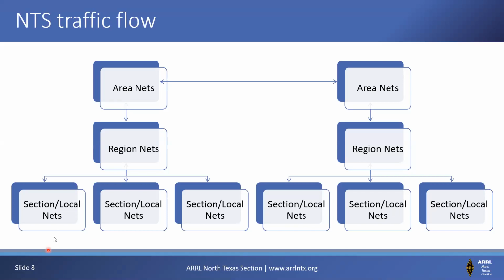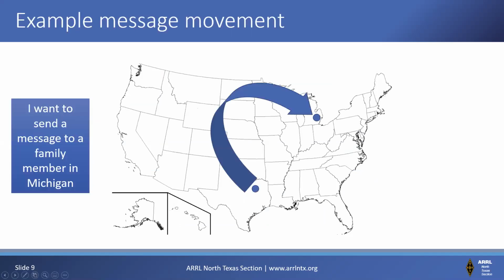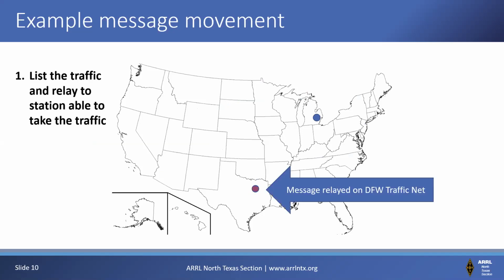And let me see if I can maybe clarify that a little bit better with an example of how something moves. And so let's say I want to send a message to a family member in Michigan from here in Texas. I go to my local net and I say I have one piece of traffic that's headed to Michigan, and the net control station will work to find another traffic handler that can move it towards Michigan. And I'll talk about how the net control station kind of figures that out later.